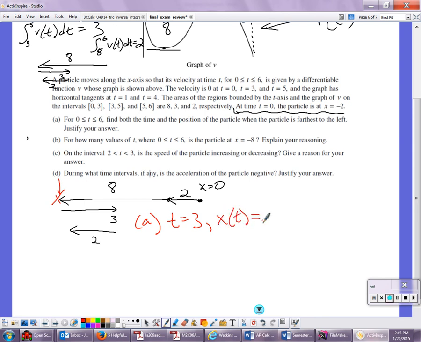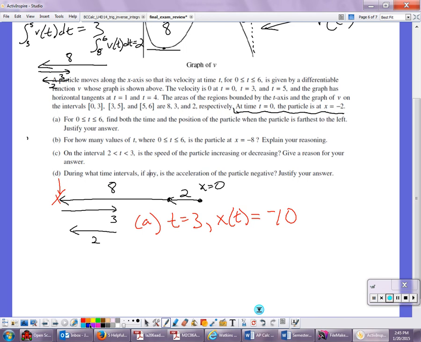So for part A, when t equals 3, x of t, or the displacement of the particle, is going to be here. Now a lot of people would say, oh, it's -8 because I've gone 8 in the negative direction, but you have to remember it started out 2 already in the negative direction, so it's a total of -10. All right, so part A should be t equals 3, x of t equals -10.